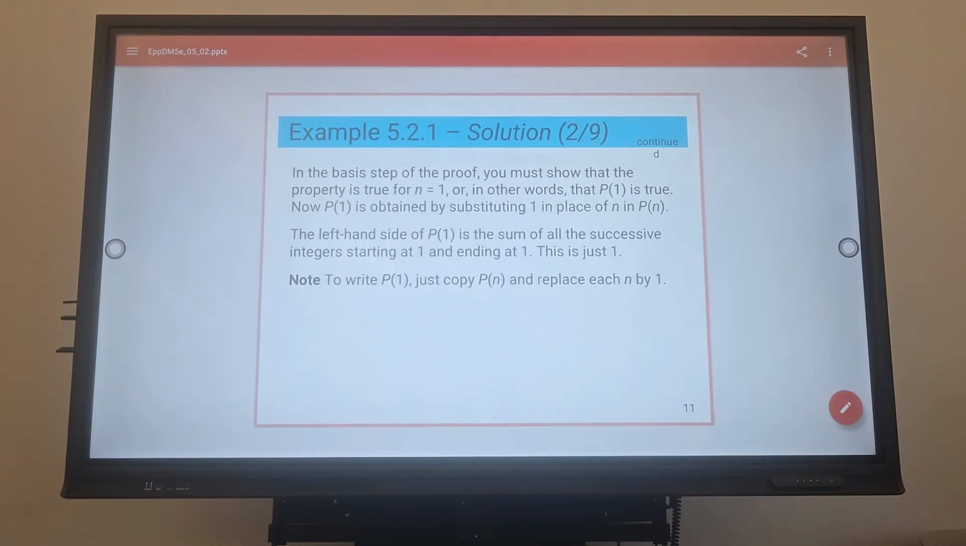In the basis step of the proof, you must show that the property is true for n equals 1. Or in other words, that P of 1 is true. Now, P of 1 is obtained by substituting 1 in place of n in P of n. The left-hand side of P of 1 is the sum of all successive integers starting at 1 and ending at 1, and is therefore just 1.